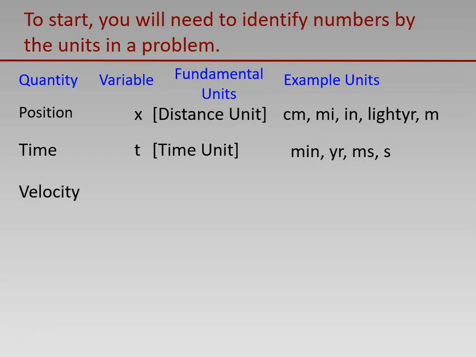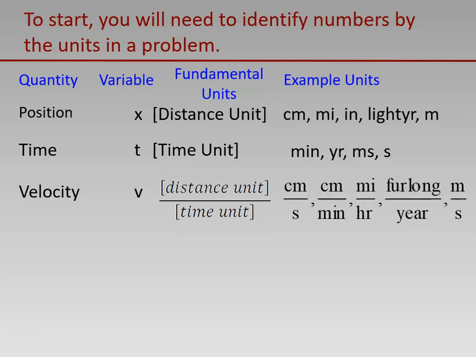Velocity, remember, is the slope of a position versus time graph. In other words, it's going to have the same units that a slope of position versus time would have. In other words, vertical units divided by horizontal units. So that'll be distance units divided by time units, meaning things like centimeters per second, miles per hour, really any combination of taking something in the first row and dividing by something in the second row.